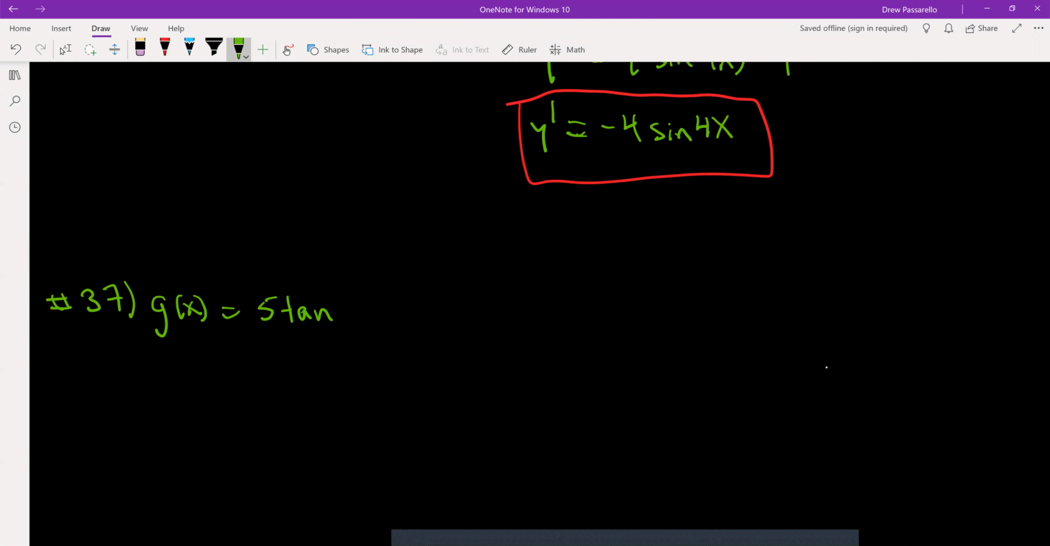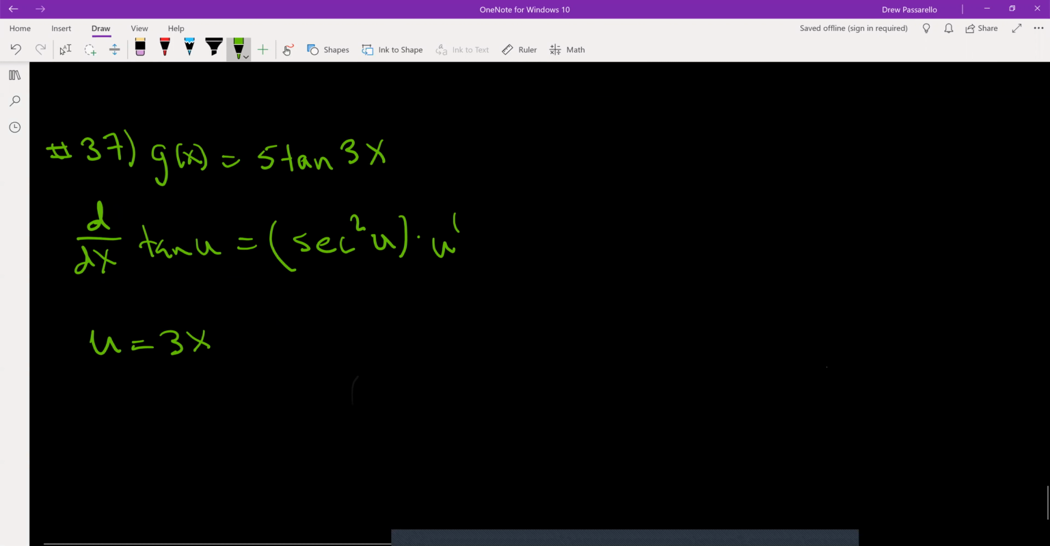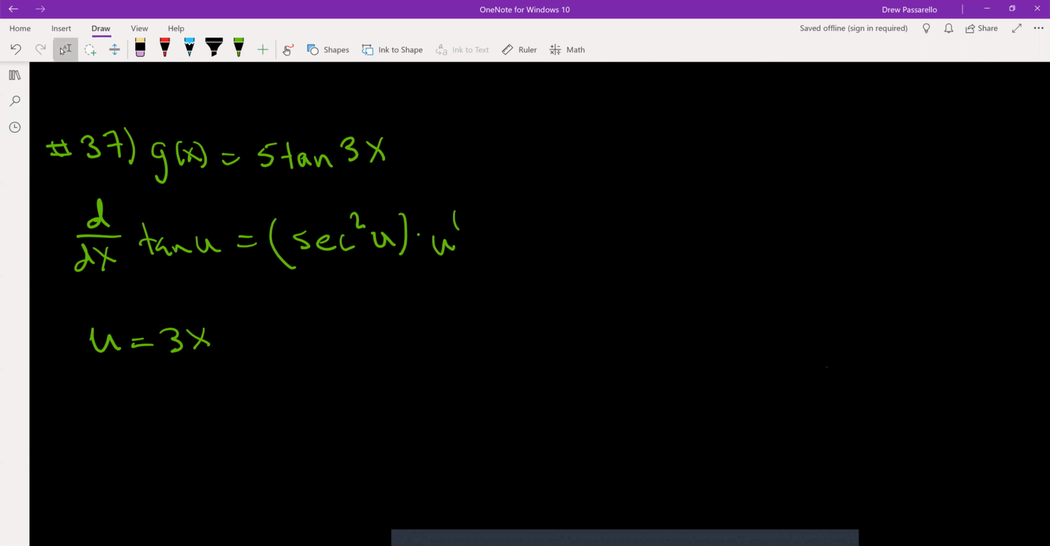From the list of derivative tables, when you apply the chain rule to tangent, the rule is if you have tangent of u, the derivative of tangent is secant squared, so this turns into secant squared of u times u prime. For our question, I'm going to let u be 3x. That's my inside function. Tangent's my outside function. U prime is going to be 3, since the derivative of 3x is 3 times 1.